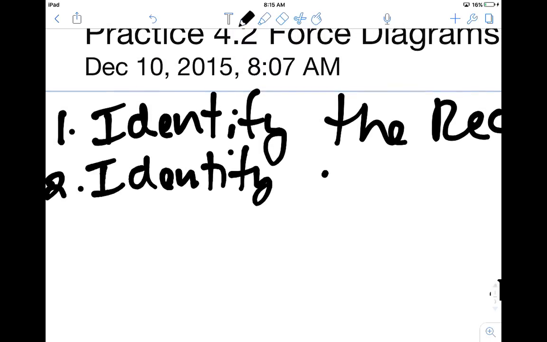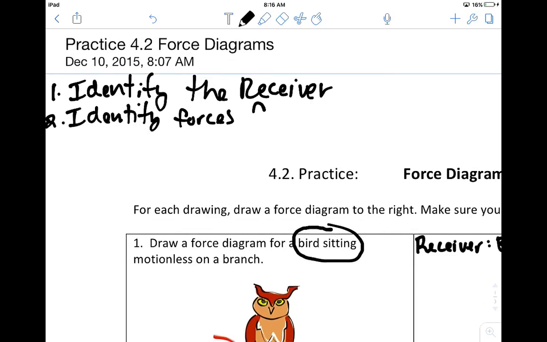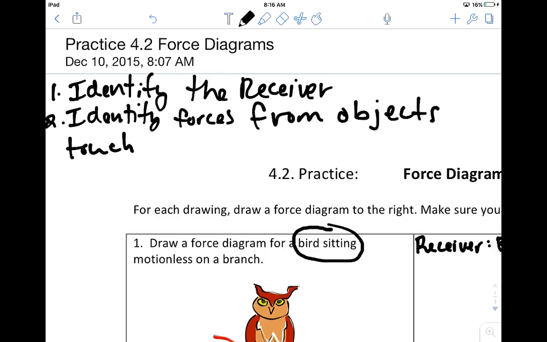Identify forces from objects touching the receiver.